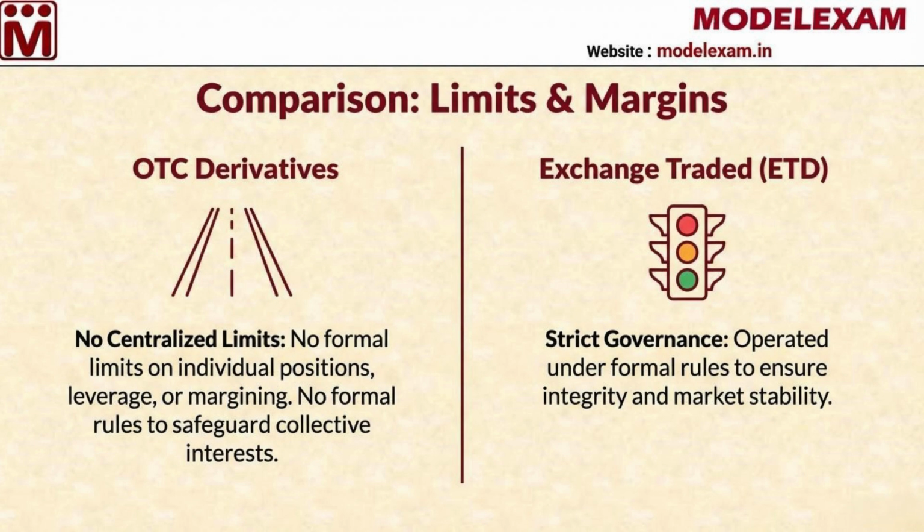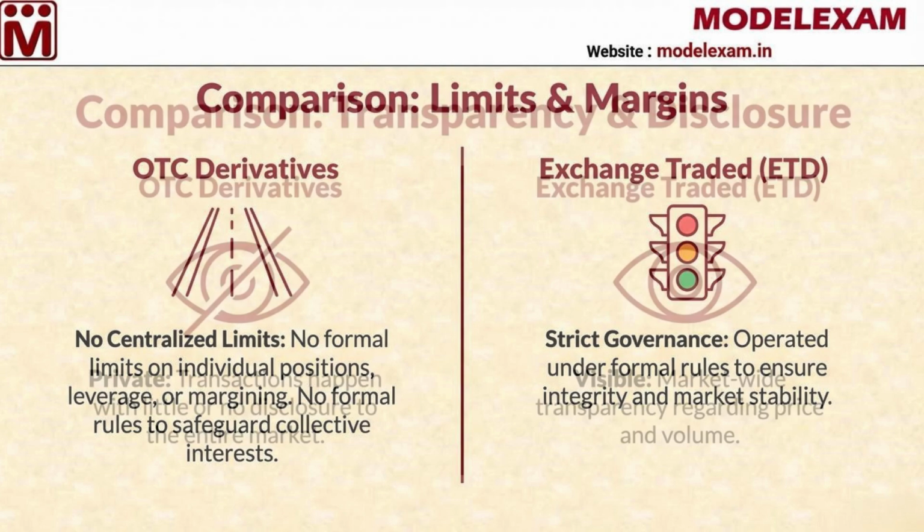Limits and margins. Moving on to the rules, specifically regarding limits and margins. The OTC market generally has no formal centralized limits on how much of a position you can take or how much leverage you can use. Exchange traded markets are much more strictly governed, operating under formal rules to make sure the whole system stays stable and the interests of everyone involved are protected.